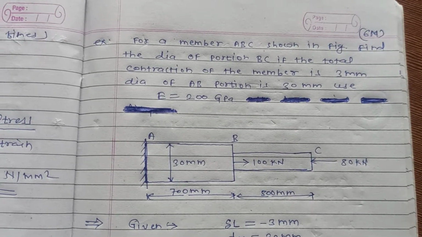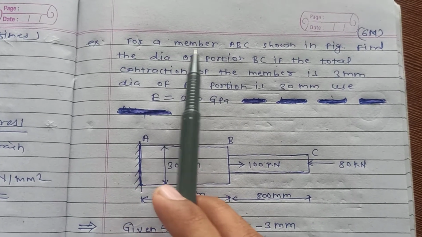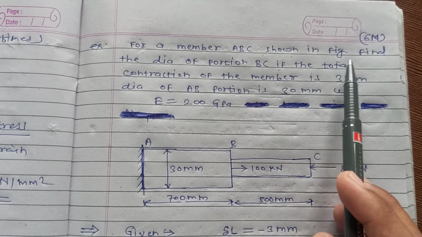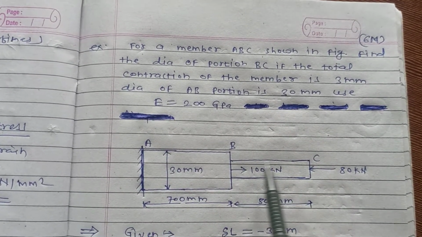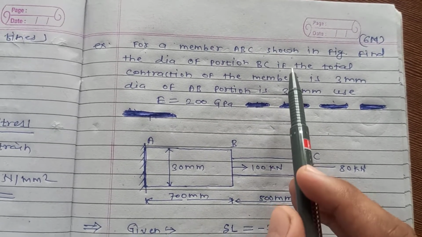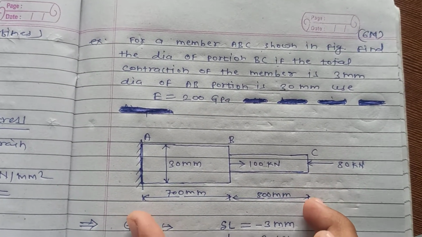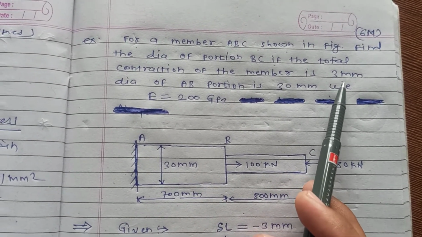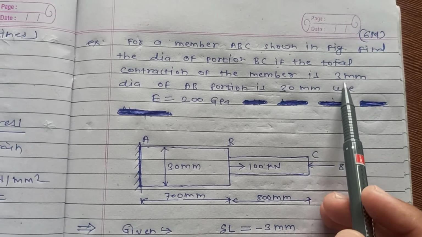So let us read the next problem statement. For the member ABC shown in the figure, find the diameter of portion BC. This is the portion BC. We have to find out the diameter of this portion BC, if the total contraction of the member ABC is 3 mm. Contraction is given, means the reduction in the length is given, that is 3 mm.